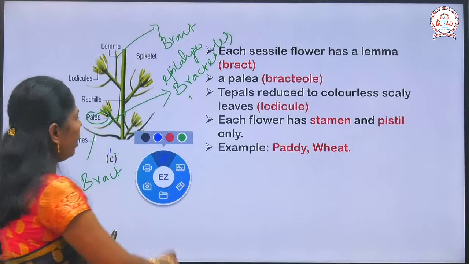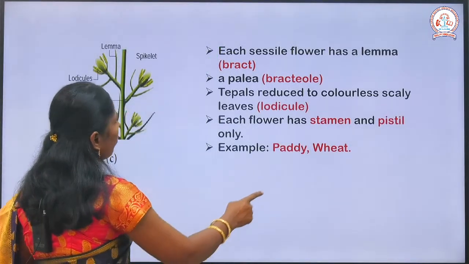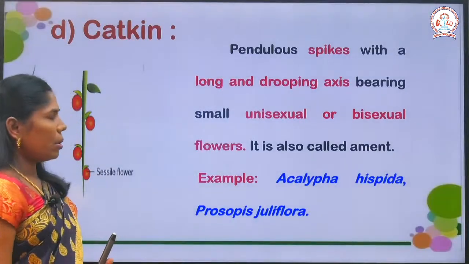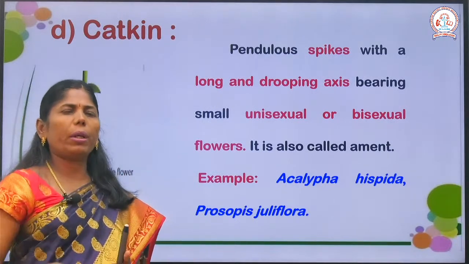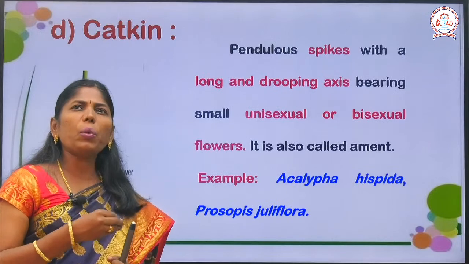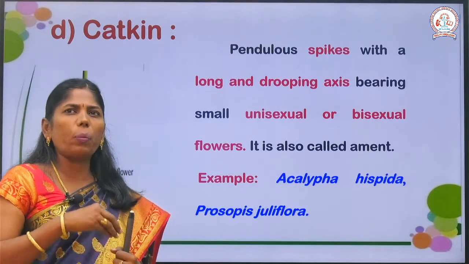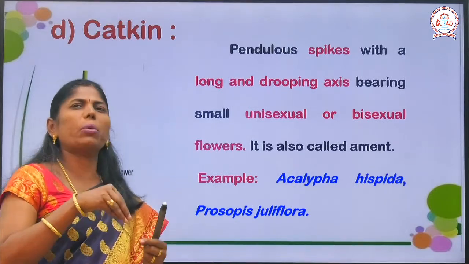Okay, this is very important. So the next one is the Catkin type. Catkin looks like a pendulum. That inflorescence is a pendulous spike with a long and drooping axis. It hangs down from the long axis.